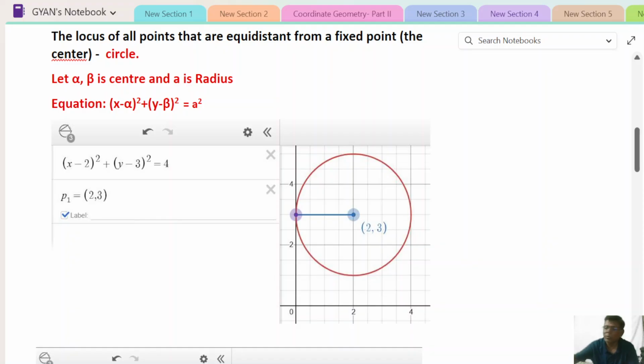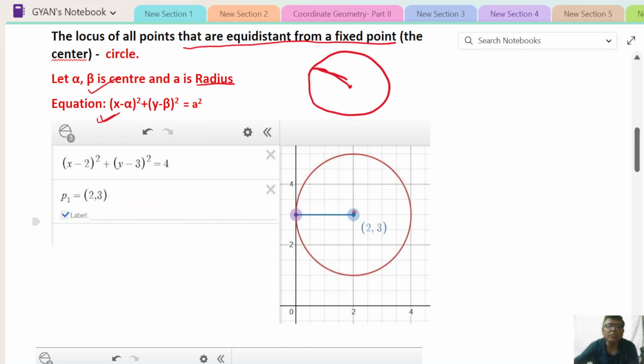Now we want to know the locus of a point that is equidistant from a fixed point. If we know just one fixed point and the points are equidistant from it, then it will definitely be a circle. So let (alpha, beta) be the fixed point, that is the center, and the radius length is a. Then the equation of that circle will be this one.